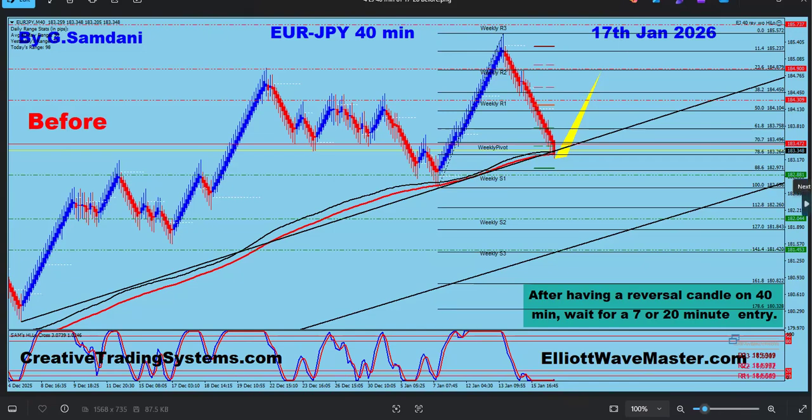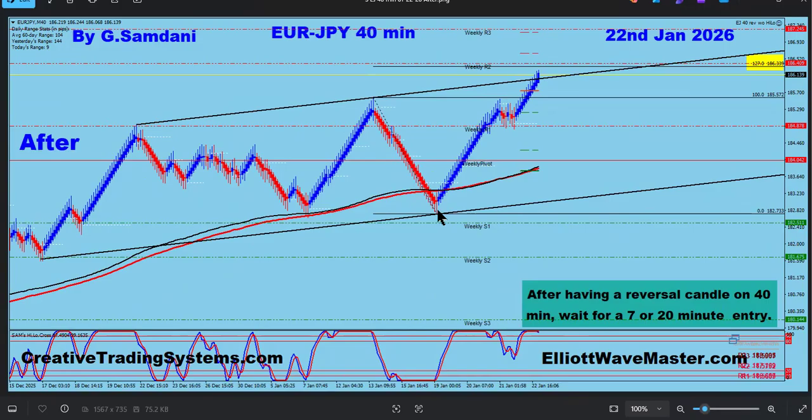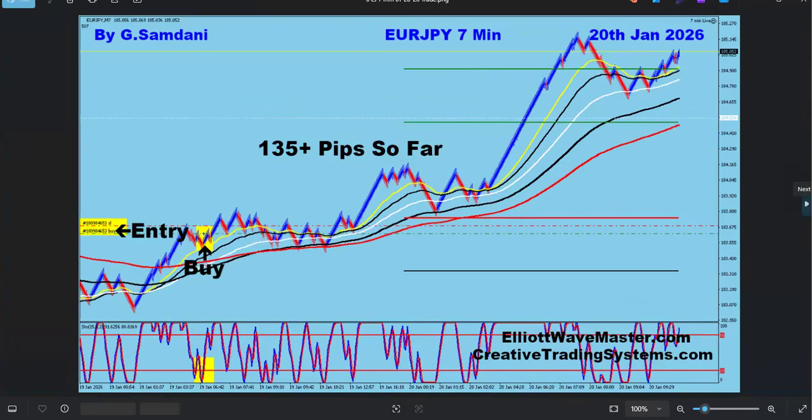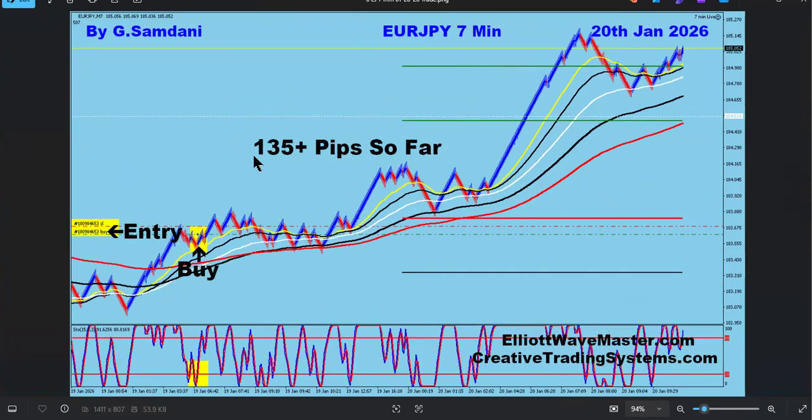And what happened to this chart? This is what happened. From here it came down a little bit and then it went up all the way again to this target, the 127 extension. This is what the price does all the time. It was first the 127 extension and then again the 127 extension. So now going back to the upside again, what did I do? A 7-minute entry this time, 135 pips on the 20th.